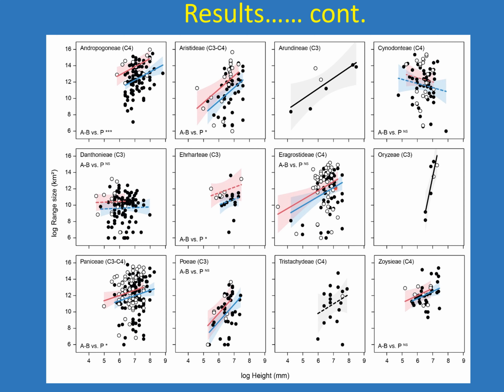And in these results, we found that most of the C4 grasses have a positive significant relationship with plant height, such as Andropogoneae, Aristideae, Eragrostideae, and Paniceae, and then most of the C3 grasses, such as Danthonieae and Ehrharteae, show that there is no significant relationship with plant height.